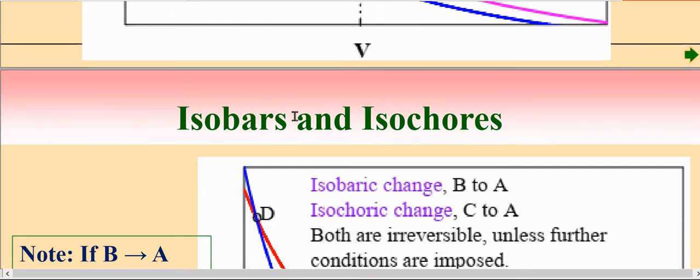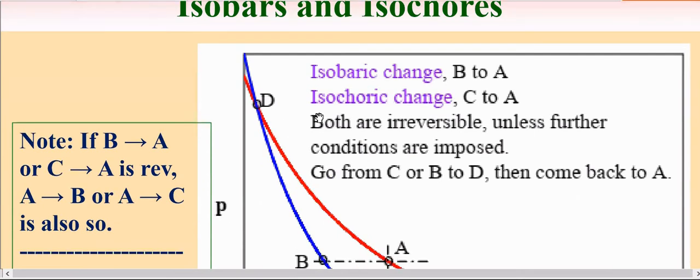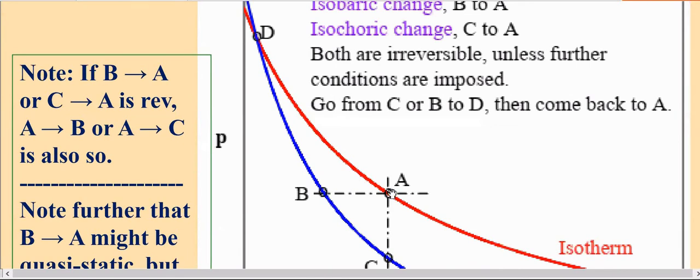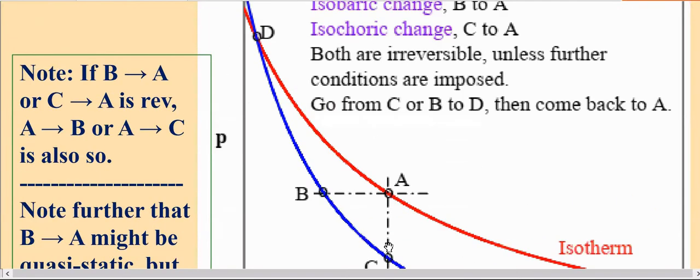Now consider certain other things like isobars and isochores. An isobaric change means the same pressure, from B to A. So this is an isobaric change. An isochoric change, for example, is the same volume, from C to A. These two are drawn on the same plot. B to A is isobaric, the pressure is constant. And C to A is an isochoric change because the volume remains constant. So these are the names.